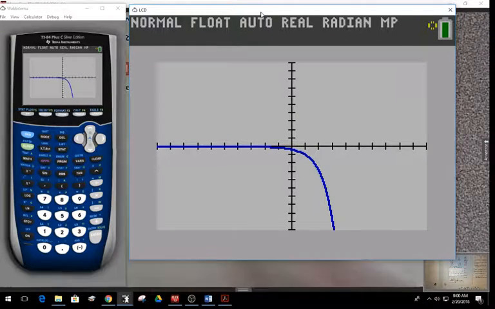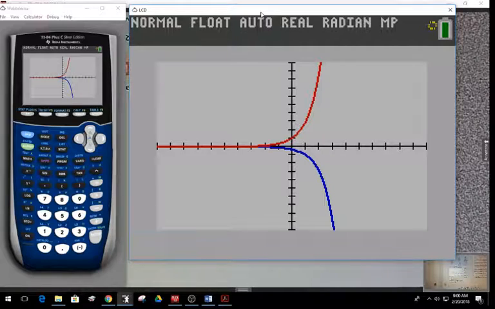Okay, so there's my negative 1/3 times 3 to the x. And in just a second, here it comes, is the parent function itself, y equals 3 to the x. Okay, so when it's y equals 3 to the x, notice on the red one, your y-intercept is 1. But when you put that negative 1/3 out in front as your A value, it makes your y-intercept negative 1/3, and it flips your graph upside down.